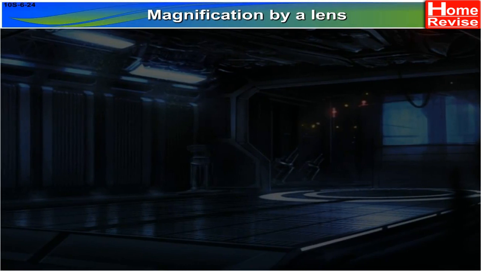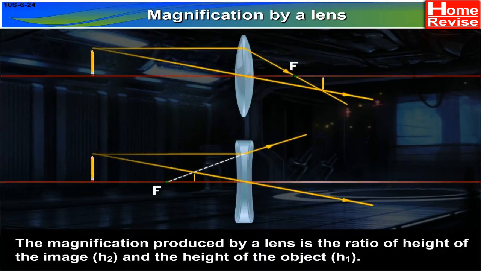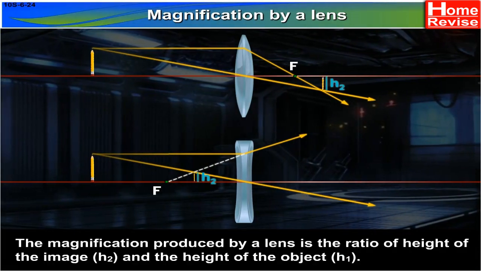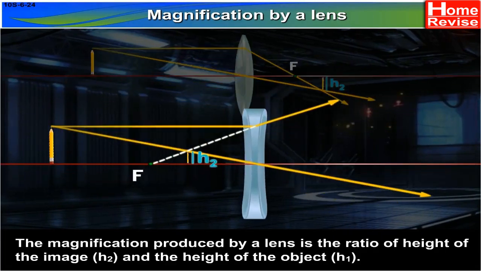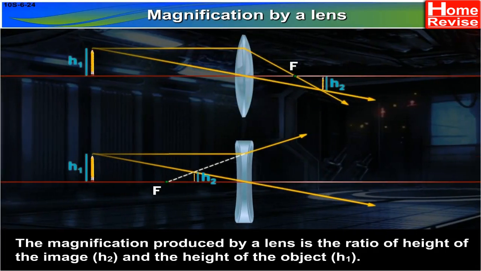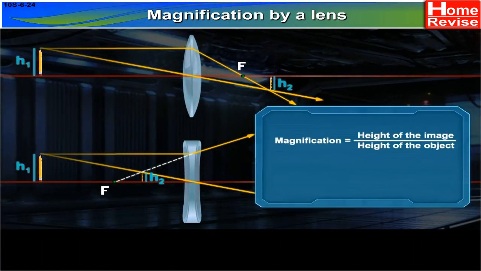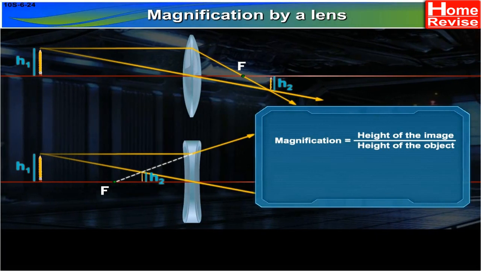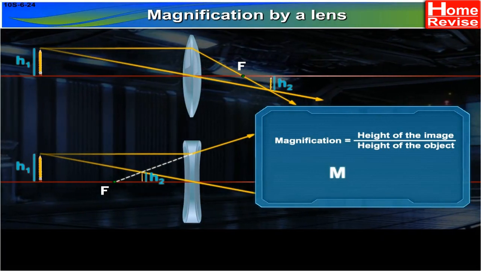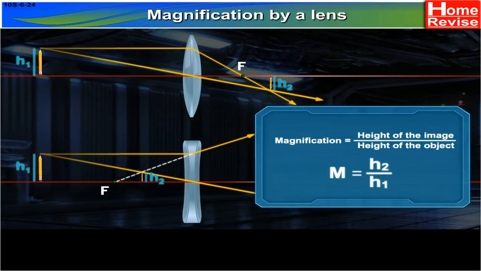Magnification by a lens. The magnification produced by a lens is the ratio of the height of the image, h2, and the height of the object, h1. Magnification is equal to height of the image upon height of the object. M is equal to h2 upon h1.